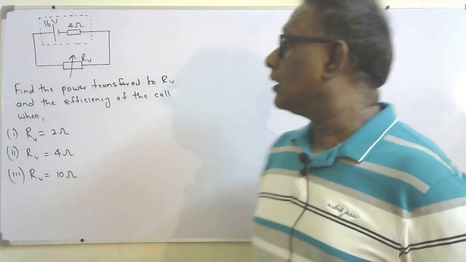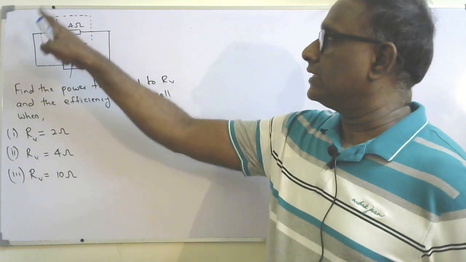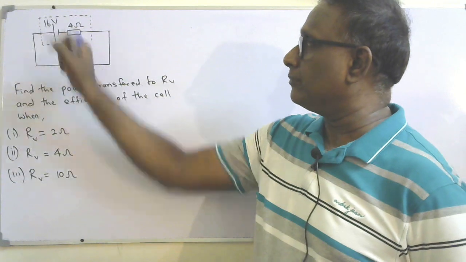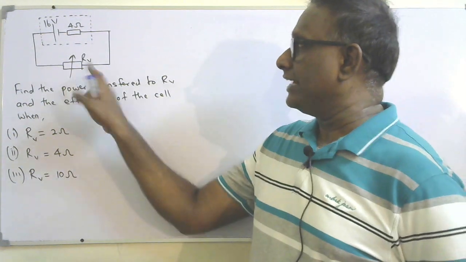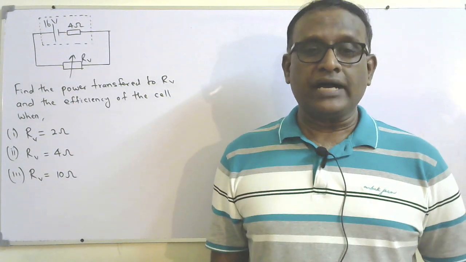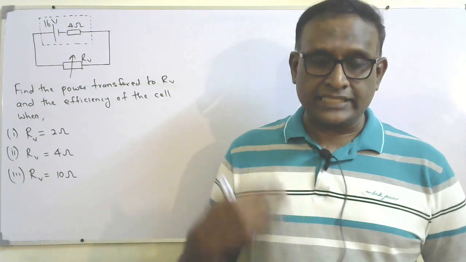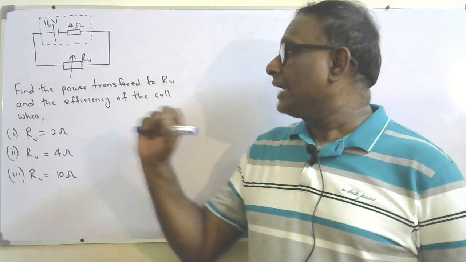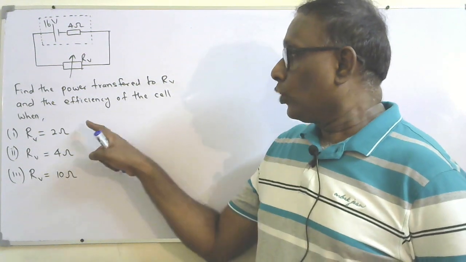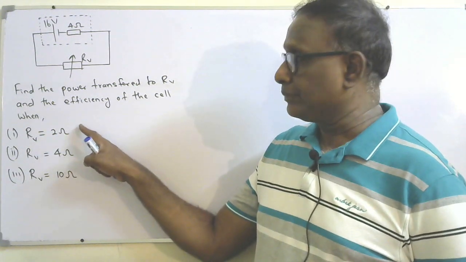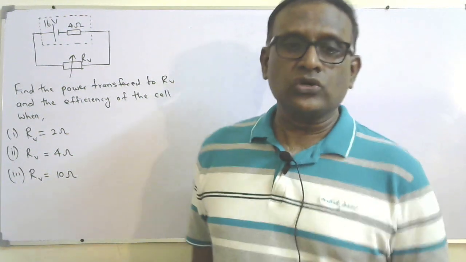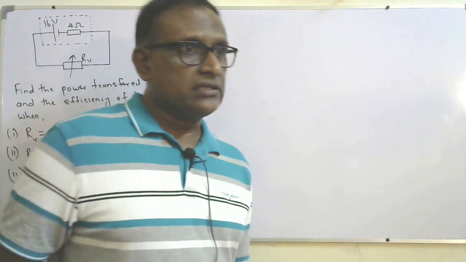Okay, so I made a question like this. A DC power supply has internal resistance 4 ohms and EMF 16 volts. There's a variable resistor, so we are going to find the power transfer to the external component. Here the variable resistor is the external component, and the efficiency of the cell when the value of RV is kept at 2 ohms, 4 ohms and 10 ohms separately. So the same procedure for all three parts.